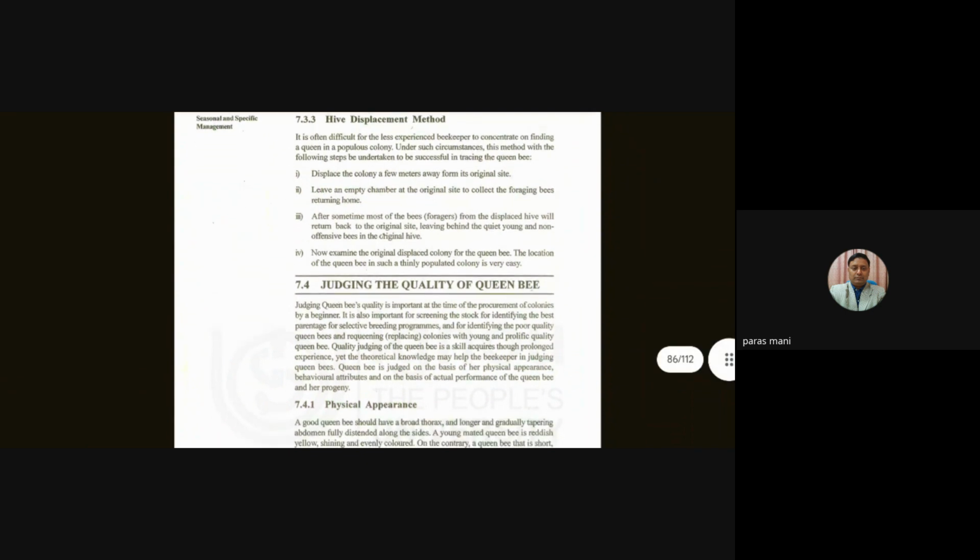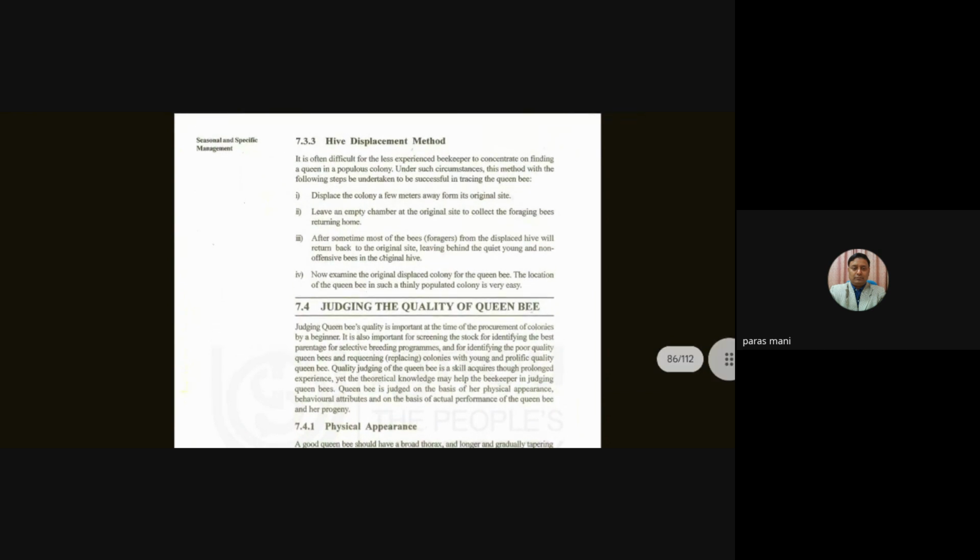Hive displacement method, I'll just read it. It is often difficult for the less experienced beekeeper to concentrate on finding a queen in a populous colony. Under such circumstances, this method will be followed. The following steps can be undertaken for successful tracing of the queen bee. Displace the colony a few meters away from its original site. I will move the box.